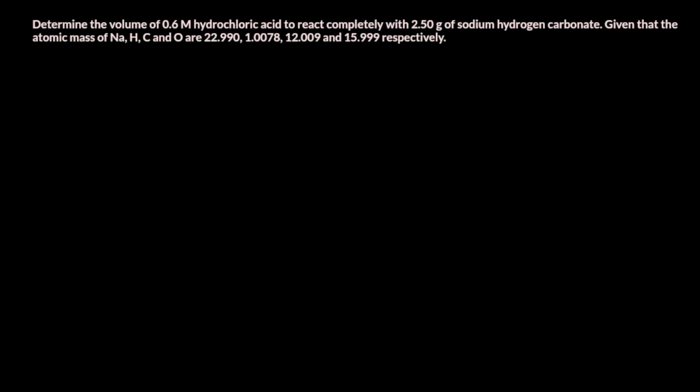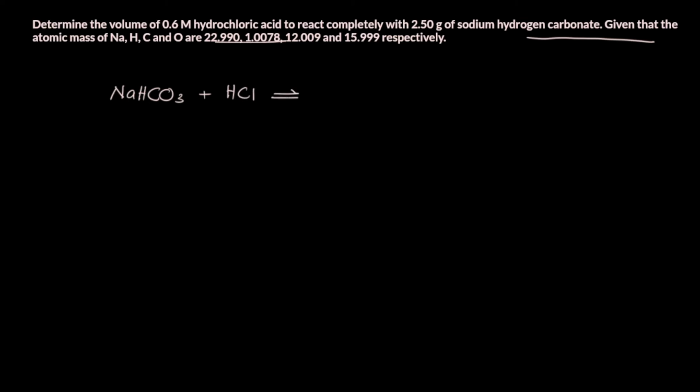Alright, let's move on to question number 2. Determine the volume of 0.6 molar hydrochloric acid to react completely with 2.5 gram of sodium hydrogen carbonate. So what we are going to do now is write a balanced equation for this reaction. So you have sodium hydrogen carbonate and also hydrochloric acid. So we're going to write sodium hydrogen carbonate reacts with hydrochloric acid.